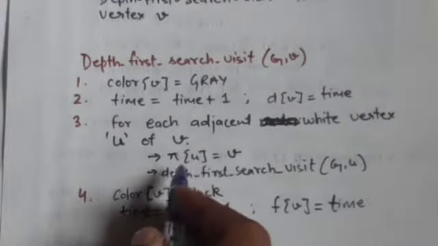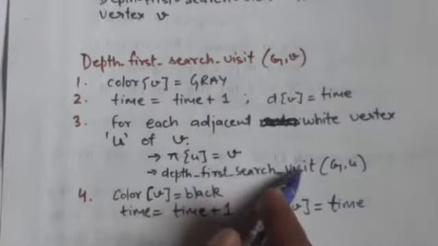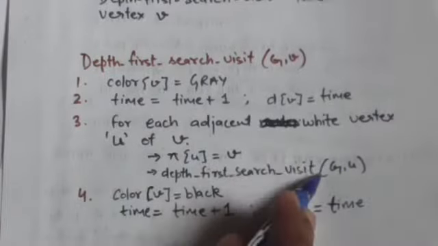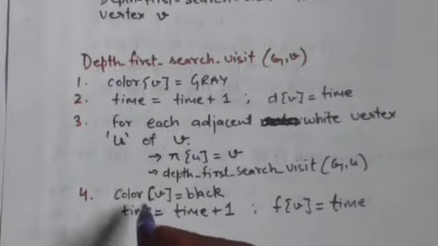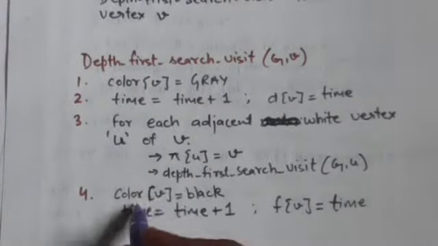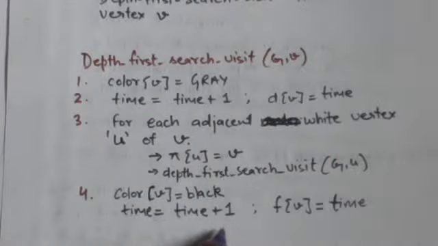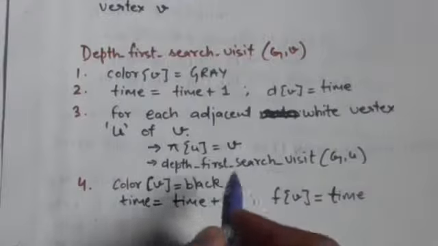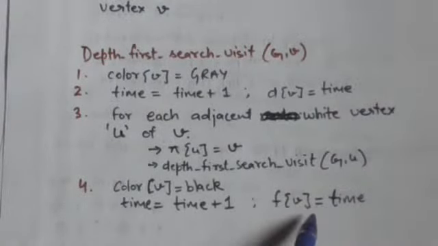And then the depth first search visit function is called on that vertex u, right? After that, color of vertex v is set to black. Value of variable time is increased by 1, and then value of variable time is set as the finishing time of vertex v.